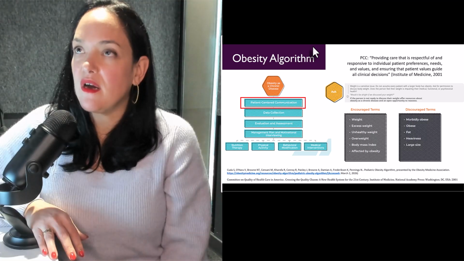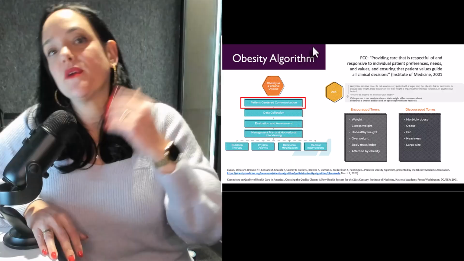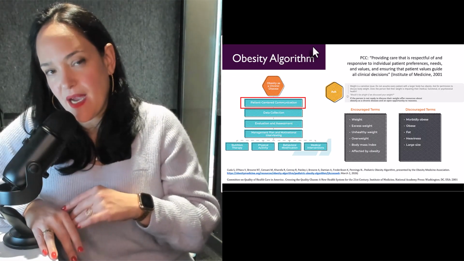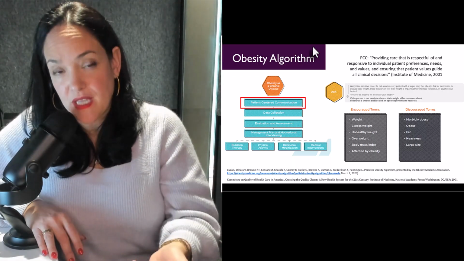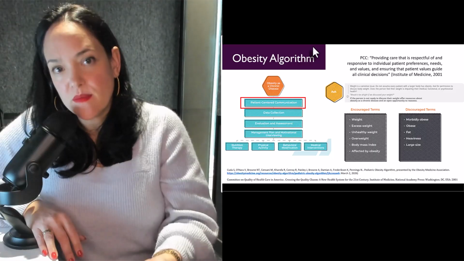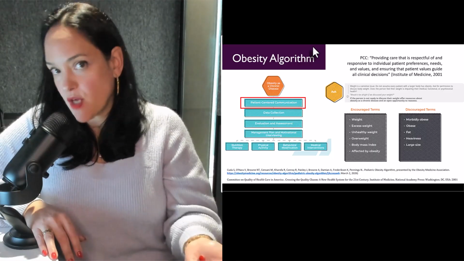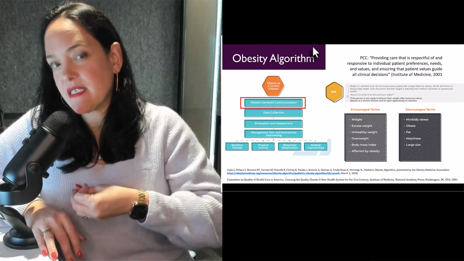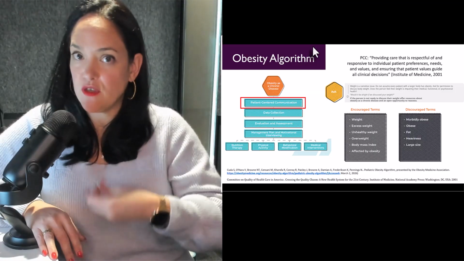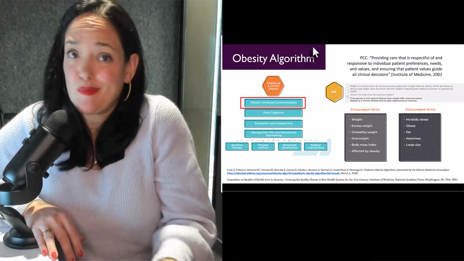This focus on patient-centered communication brings us back to our first unit on weight bias and people-first language, as well as terms that you might want to use when talking about weight, terms that individuals with obesity tend to feel are less stigmatizing. But really, it's going to depend on the person.